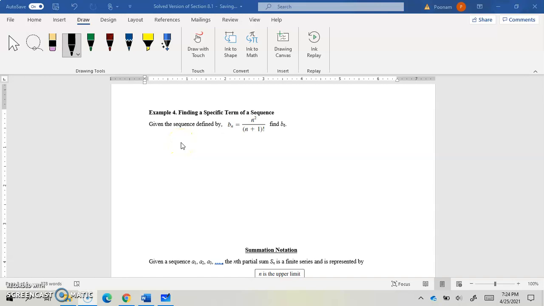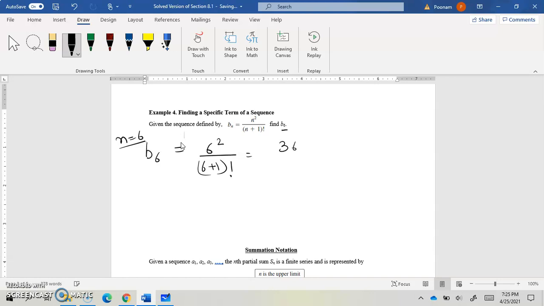Hello, so we have here question number 4. Given the sequence defined by Bn equals n squared divided by (n plus 1) factorial, find B6. B6 means n is equal to 6. So in the given expression, in place of n, you would write 6 squared divided by (6 plus 1) factorial.